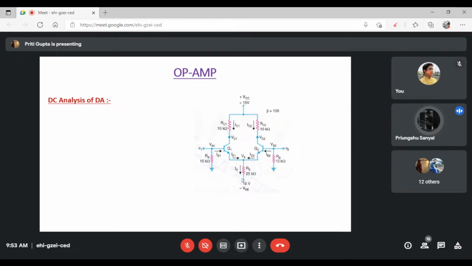And we have to mention the arrows for IB1 and IB2. Arrows you have to mention for everything, because the arrow is showing how the current is passing.